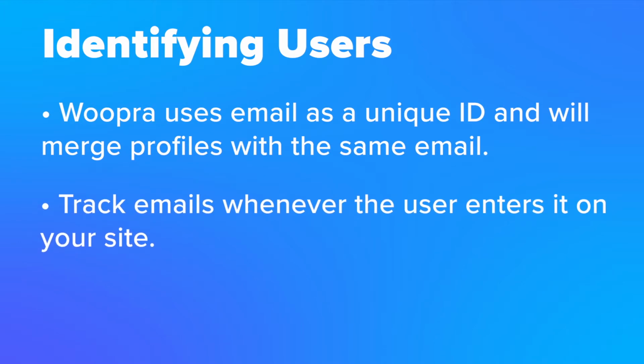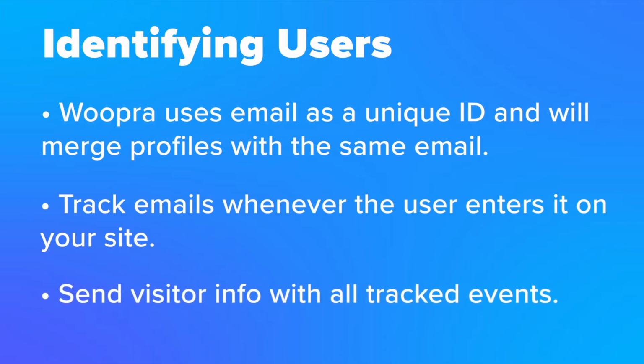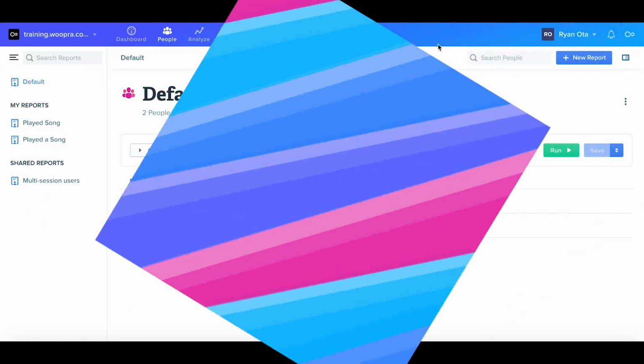Secondly, where should you track emails? Well, you'll really want to track emails basically whenever they enter it on your site. This can be logins, form fills, blog posts, newsletter subscriptions, or any place they enter their email. Lastly, Woopra will only update visitor properties that change, so it's not a bad idea to always send visitor information with the event. This will guarantee that you always have the most up-to-date version of those visitor properties.